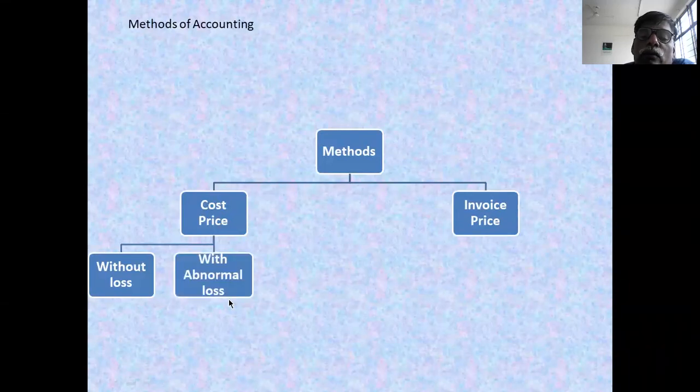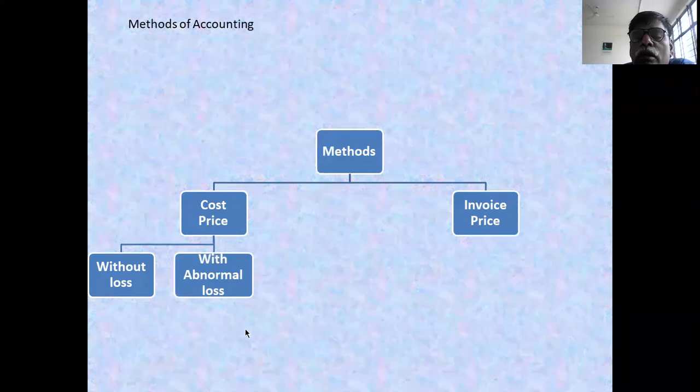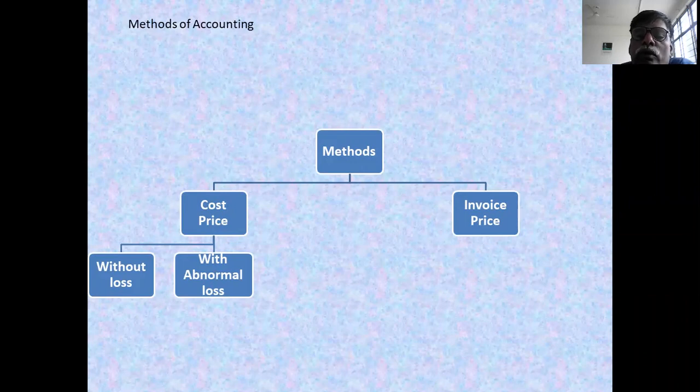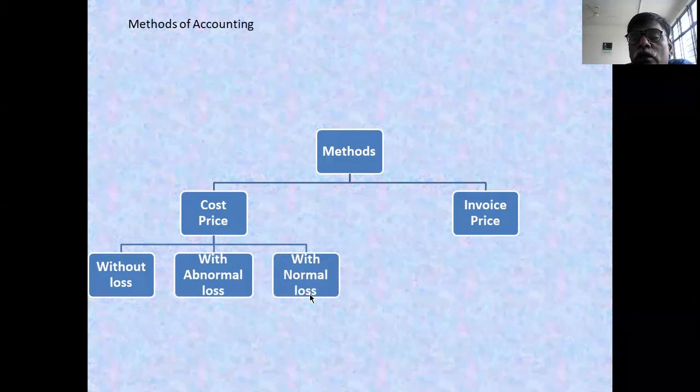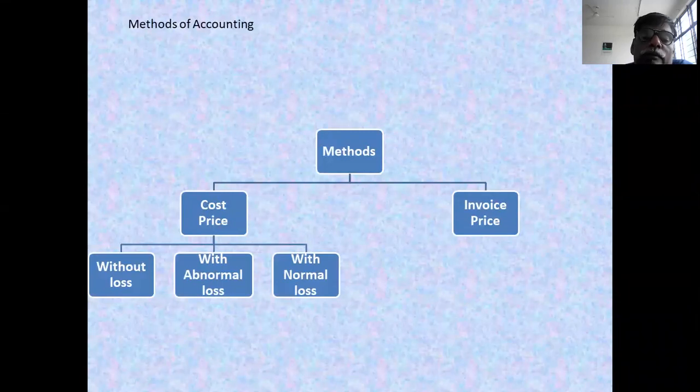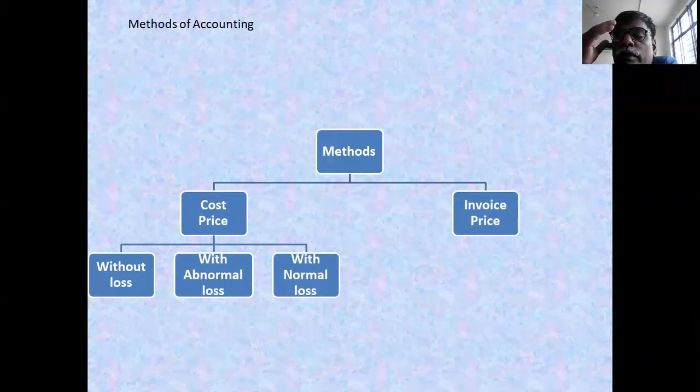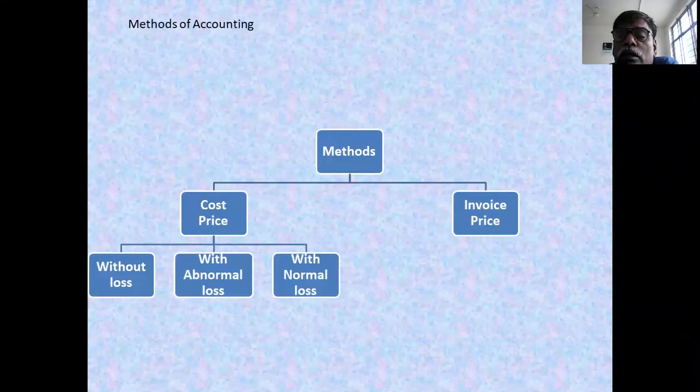And in the second type of problems, abnormal loss is there. And in the third type, normal loss problems. Abnormal loss and normal loss are both given in the problem. So in the cost price method, there are three types of problems. First type of problems will not cover the loss. Second type of problems cover the abnormal loss. And third type of problems cover the abnormal loss and also the normal loss.